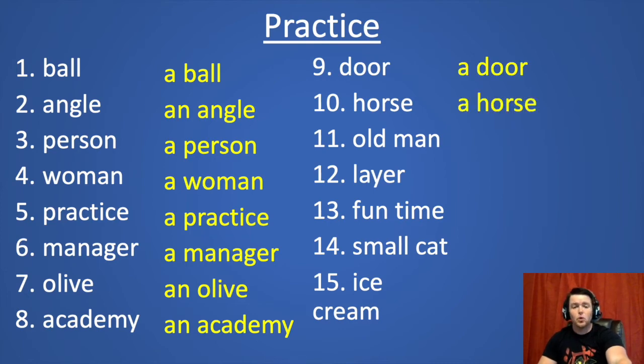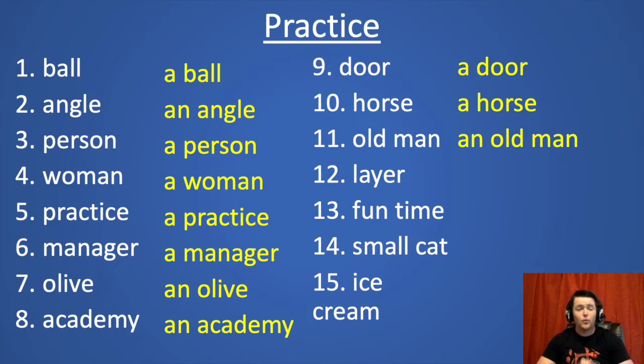A horse. An old man. This is our first double word, two words here. An old man. We're not looking forward to the noun, we're looking at the exact next sound. So it is O for old. It starts with a vowel sound, so we say an old man.